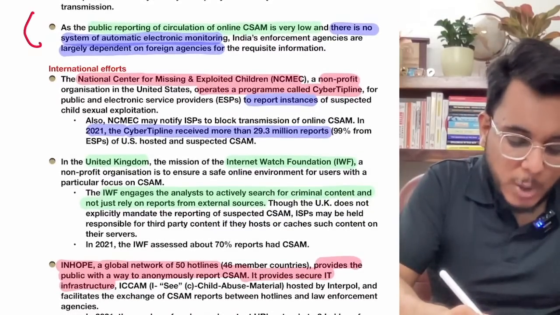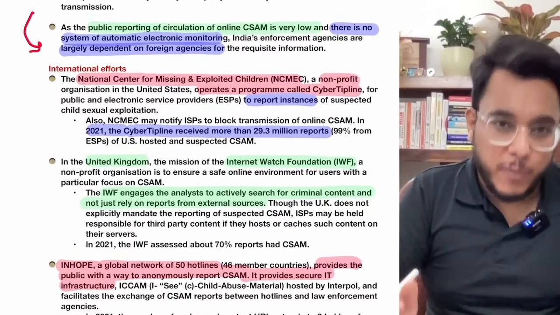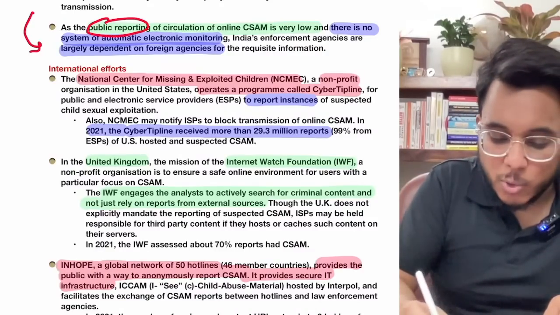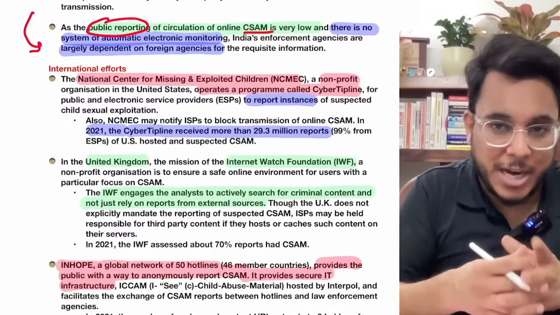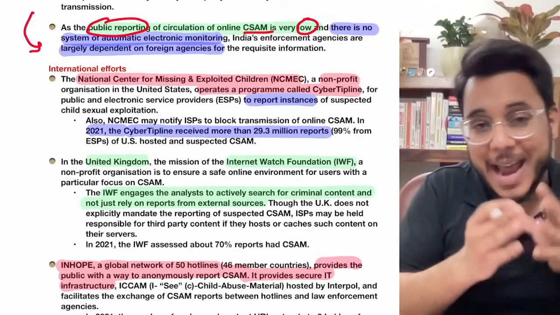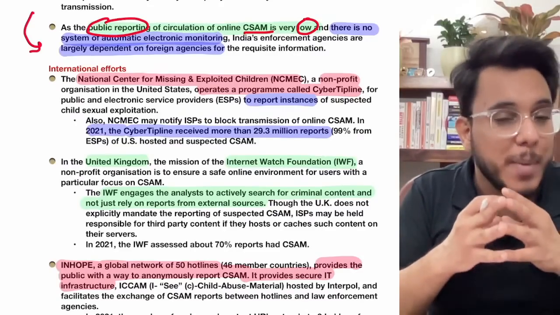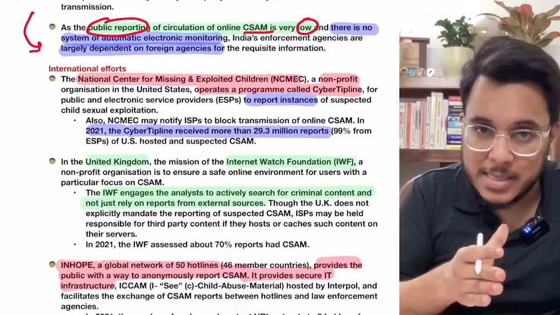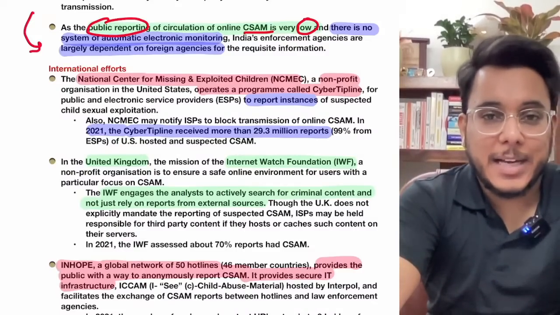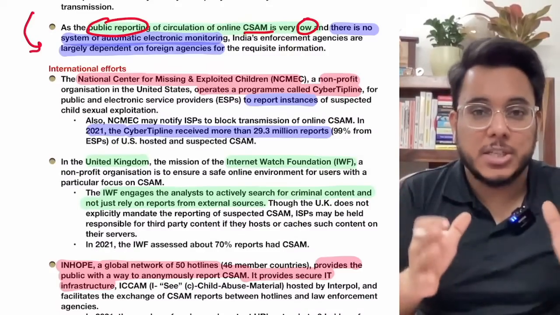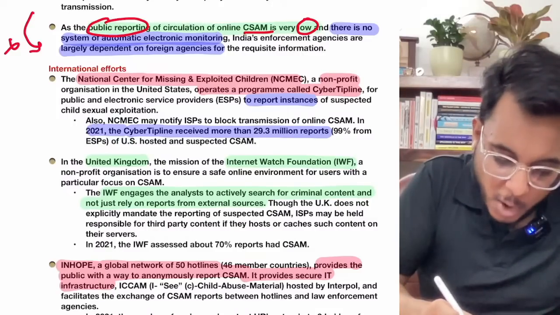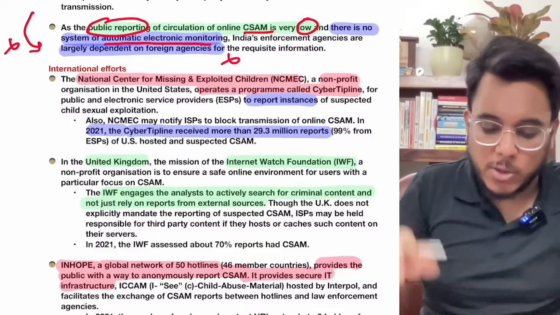Now, today when we talk about India, guys, first of all, there is a very big problem: the public reporting of the circulation of online CSAM, child pornography, is very low. So people don't report it, and at the same time there is no automated system with the cyber cells, no automated system with the policing agencies where they can get to know about the prevalence of child pornography on the internet. So public reporting is not there, and automatic electronic monitoring is also not there.